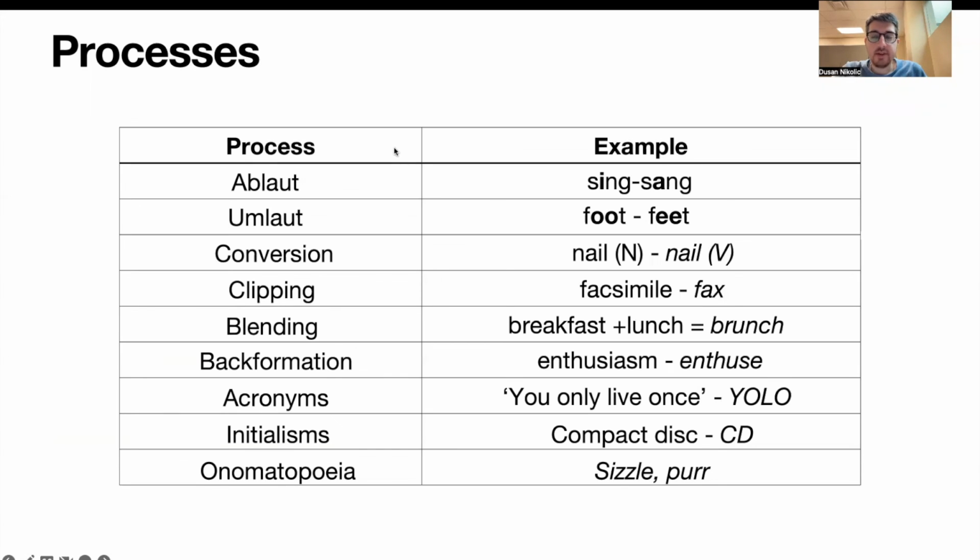we've covered some of the processes here. There are three more. So ablaut, umlaut, conversion, clipping, blending, backformation, acronyms, initialisms, and onomatopoeia. These are the examples of these. We have suppletion, we have reduplication, and allomorphy. Three more processes that we need to be aware of.